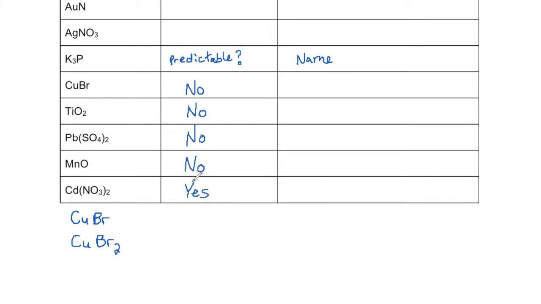So let's go ahead and do this one first. This will be the easiest one. We have cadmium, and then this is nitrate. The rest of these we are going to need some Roman numerals.